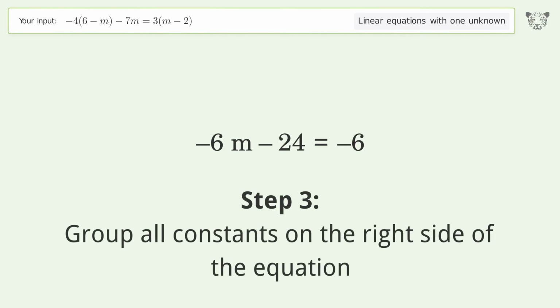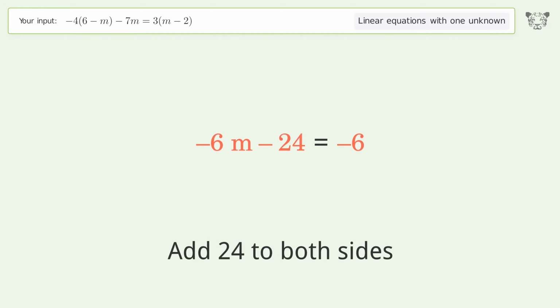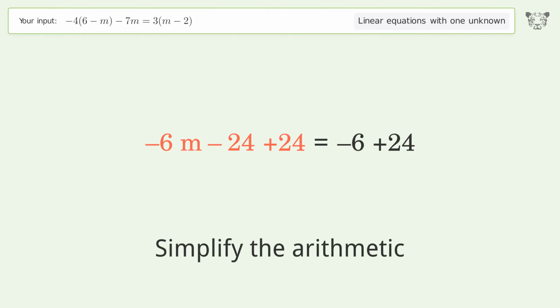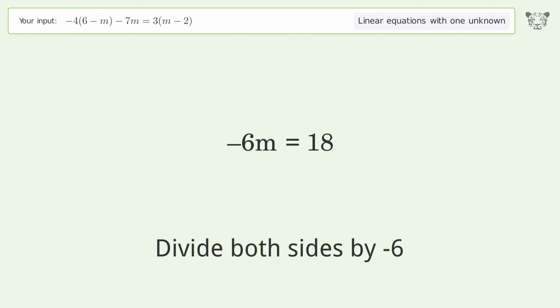Group all constants on the right side of the equation. Add 24 to both sides. Simplify the arithmetic. Isolate the m. Divide both sides by -6.